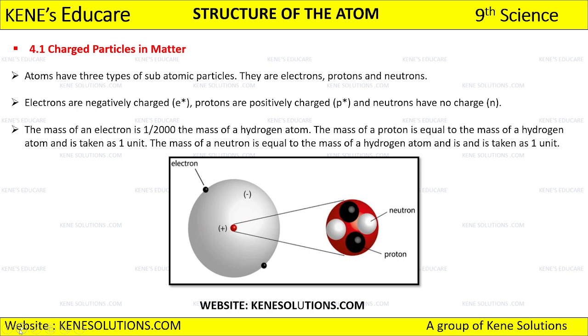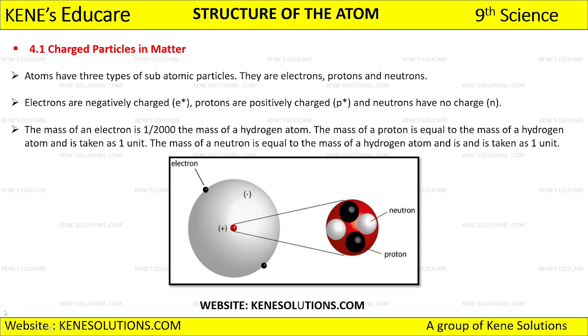After this, we are going to study charged particles in matter. Atoms have three types of subatomic particles: electrons, protons and neutrons. We know electrons are negatively charged, protons are positively charged, and neutrons are neutral, they do not have any charge. Electrons are negatively charged, e minus, protons are positively charged, p plus, and neutrons have no charge.